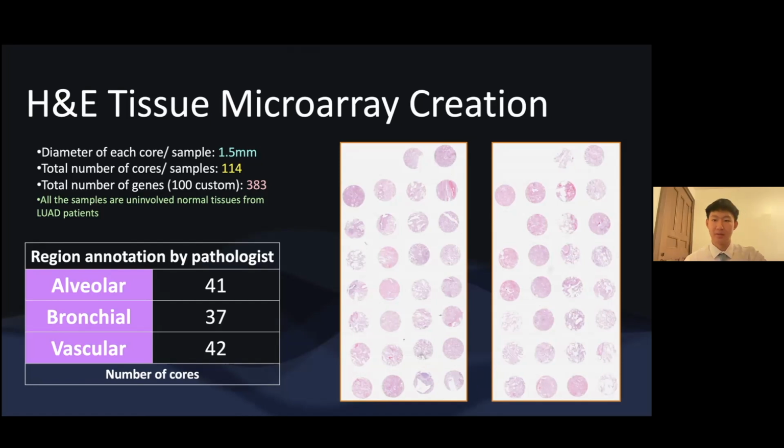And of these regions, we had them annotated by a pathologist who was able to break down the cores into 41 alveolar cores, 37 bronchial, and 42 vascular. And you might see that this doesn't exactly add up to 114, and that's for the reason that there was some overlap.